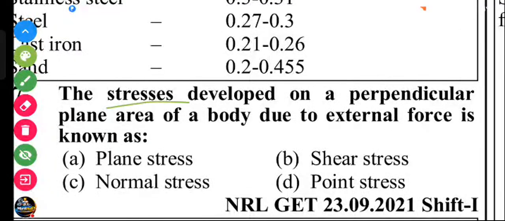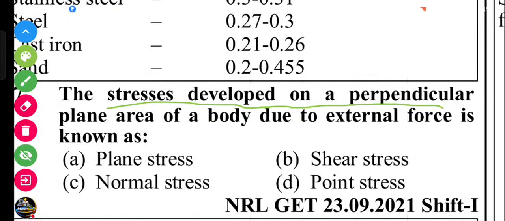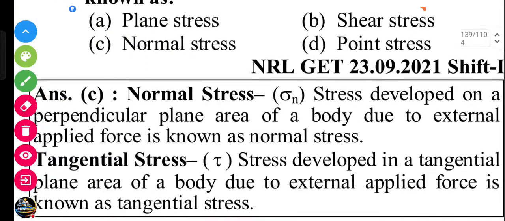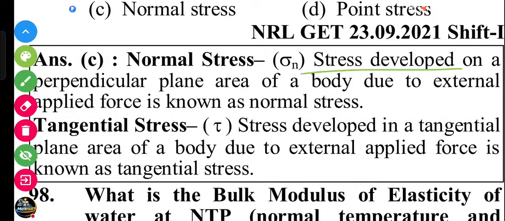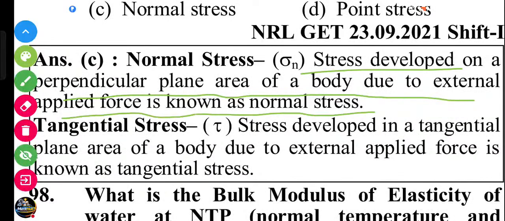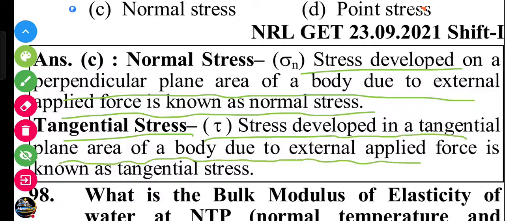Next question. The stress developed on the perpendicular plane area of the body due to external forces is known as, perpendicular to the force, this is called the normal stress. Stress developed on a perpendicular plane area of a body due to an external applied force is known as normal stress. Stress developed in the tangential plane area of the body due to an external applied force is known as tangential stress or shear stress.